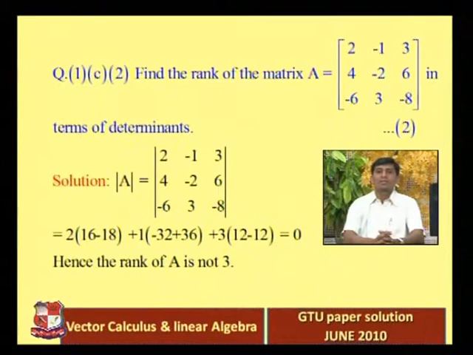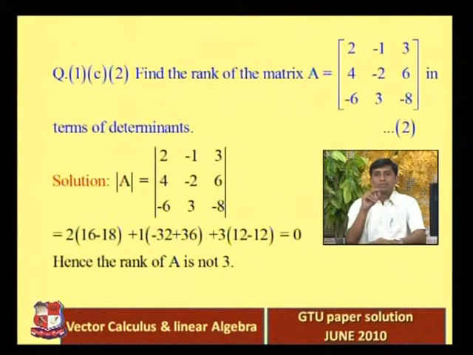Hence the rank of A is not 3, because the determinant of this matrix is equal to 0. Now just take any 2 cross 2 determinant from this matrix. So that means you can take the minor of any element.